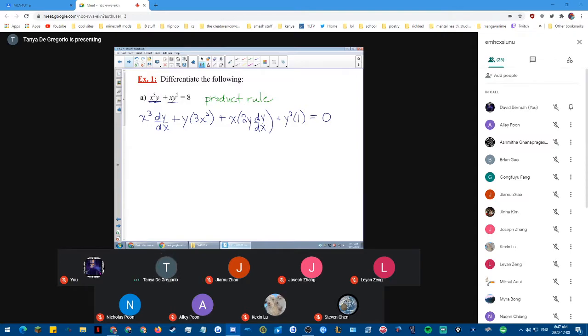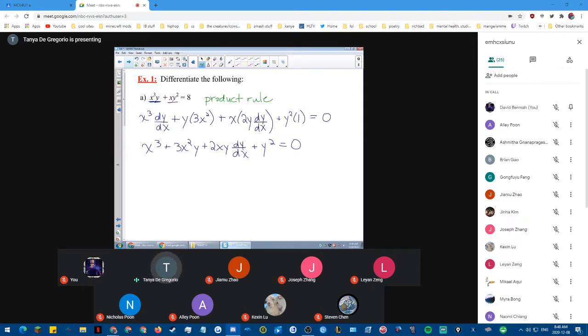And now I want to collect my like terms and simplify for dy dx. Do you see any like terms here? So here, let's clean it up. Why is it equals 0 on the first line? Because the derivative of 8 is 0. Oh, okay. Yeah, derivative of 8 is 0.